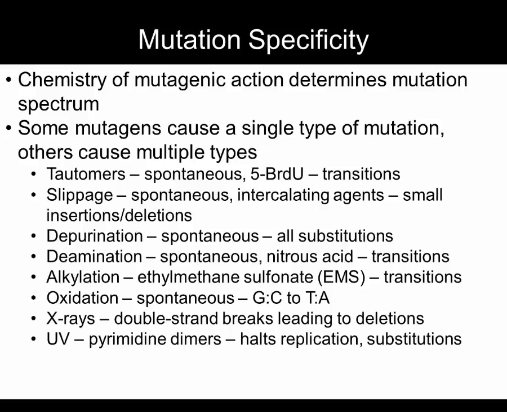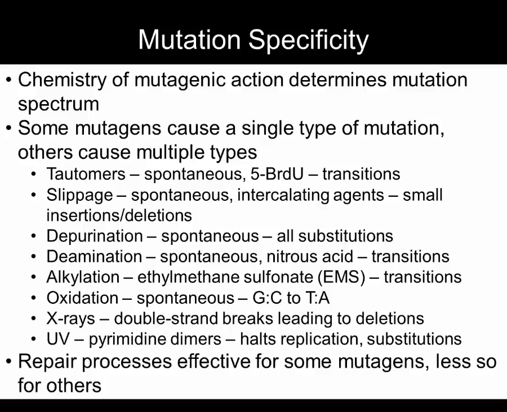Deamination can be spontaneous, or induced by chemicals such as nitrous acid, and can lead to both types of transitions. Alkylating agents, such as EMS, also modify bases, leading to transitions. Spontaneous oxidation primarily affects guanine, leading to GC to TA transversions. X-rays cause double-strand breaks, which can cause large deletions, and UV radiation causes damage through pyrimidine dimers, which halt replication and force the use of error-prone polymerases, which can cause substitutions.